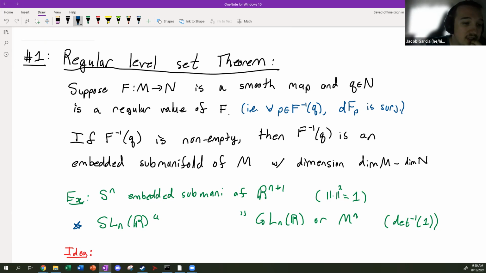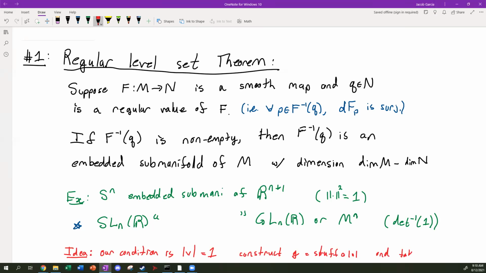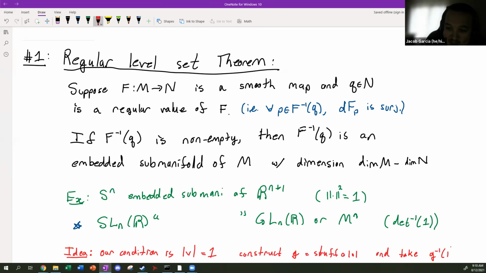Okay, so Rule had the right idea, is that since our condition is that the norm of v is equal to 1, we want to construct G, which is going to be stuff composed with that norm, and take the preimage of 1 under that function G. And we want to show that 1 is a regular value and that this function is going to be smooth. But this is the idea.